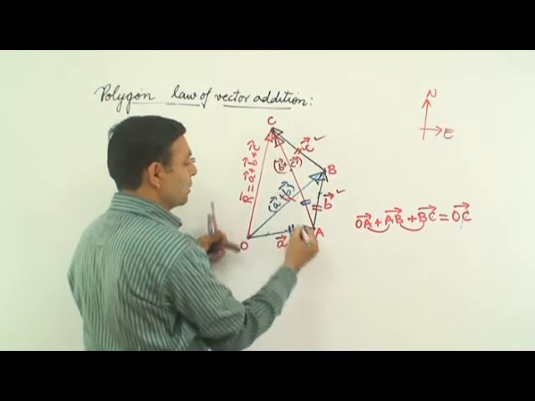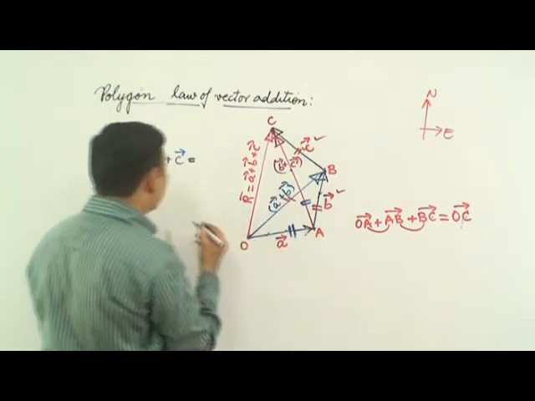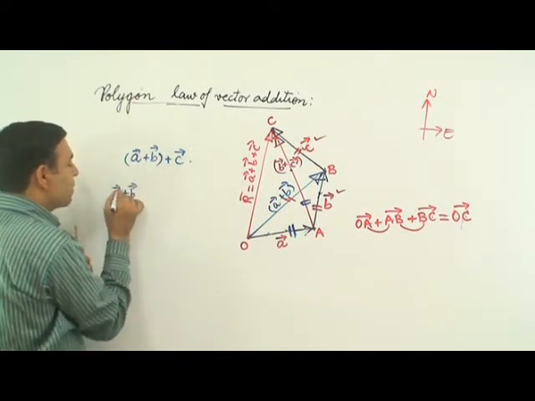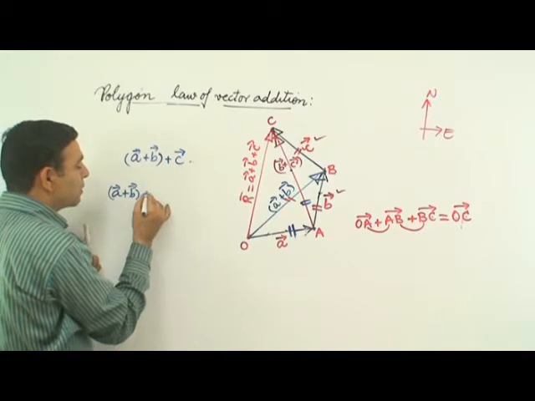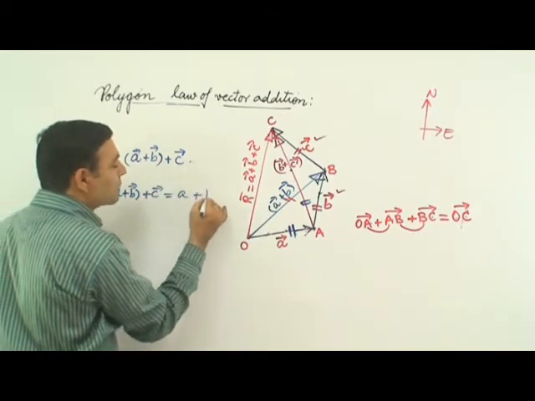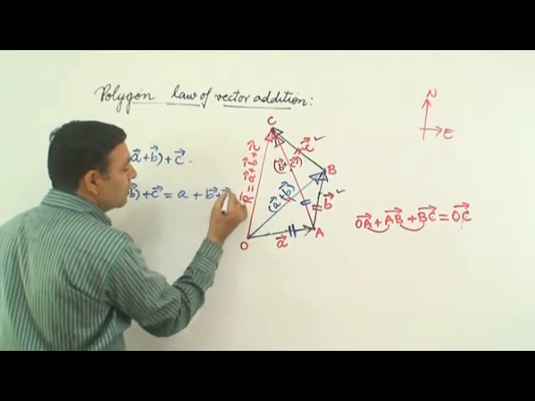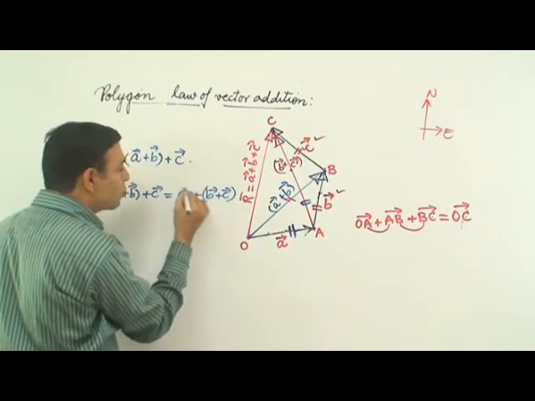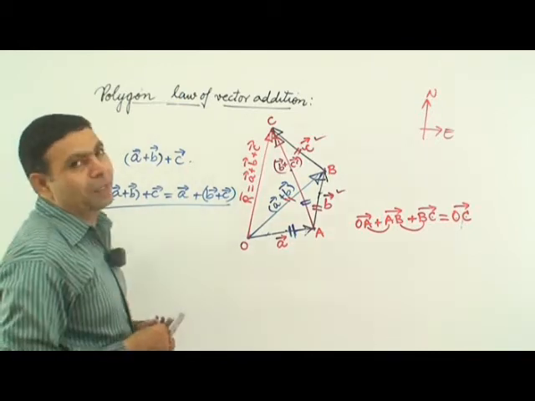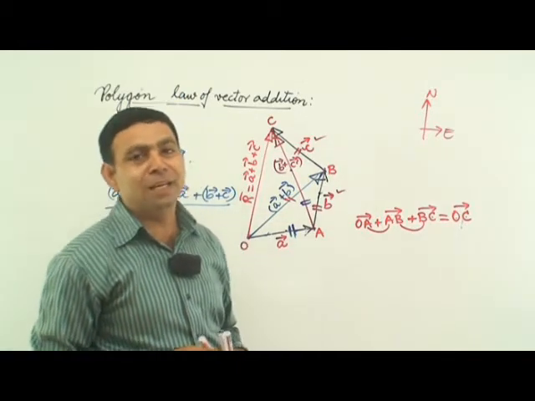Fine. So what I can say is, you can either add A and B first and then C, or you can add B plus C first to get their resultant and then add A to that resultant. The resultant is one and the same. So vector addition is associative, which is clearly shown with the help of this polygon law.